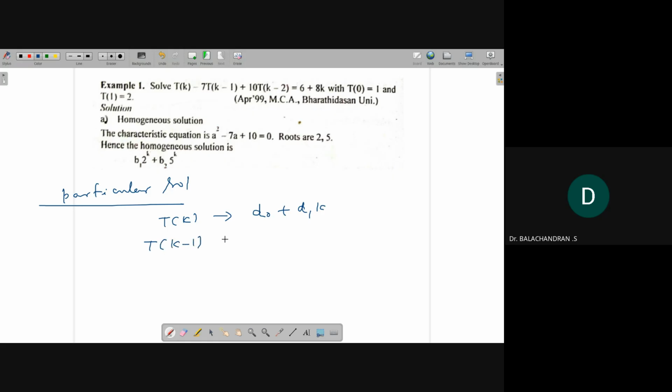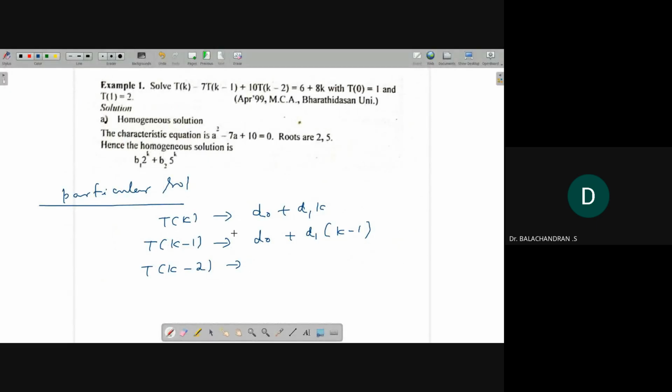T of k minus 1 is d naught plus d1 into k minus 1. Next, t of k minus 2. There is no need to put an arrow, you can just write it like this, but for understanding purposes I will put an arrow. So d naught plus d1 into k minus 2.